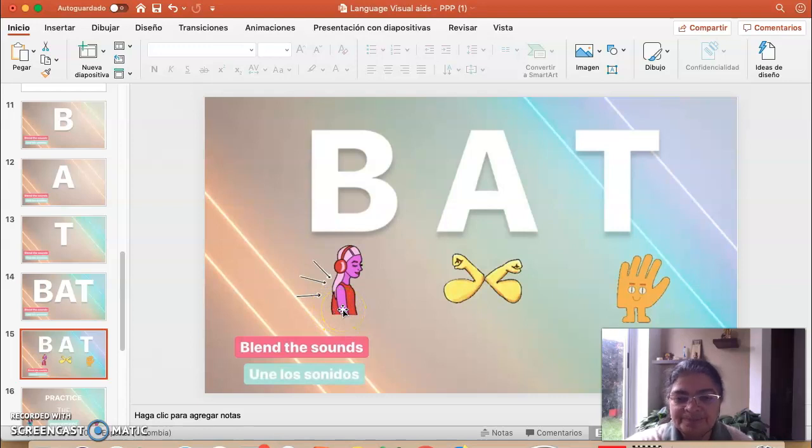Now, you know that each sound is related to a movement or to a part of a body. Miren lo que tenemos acá. Cada sonido lo relacionamos o bien con una parte del cuerpo o con un movimiento. Por ejemplo, este de la B con our back, nuestra espalda. Este A con nuestros arm, con nuestros brazos. Y este t con nuestros.